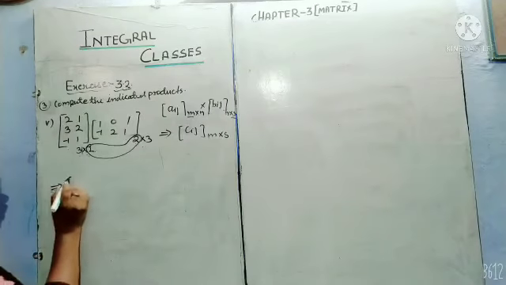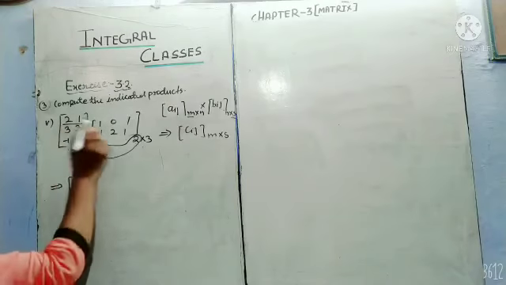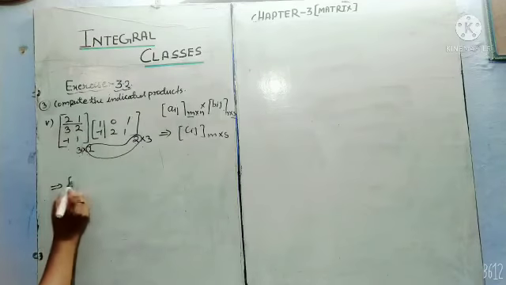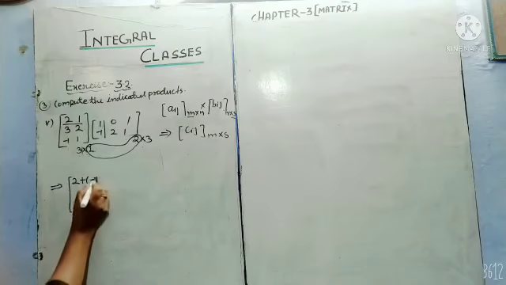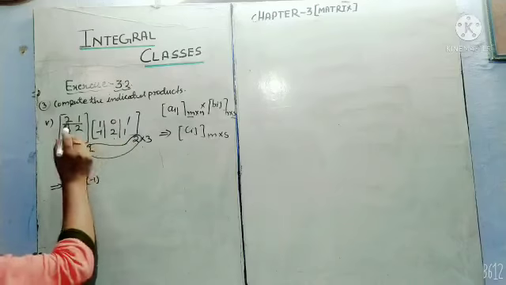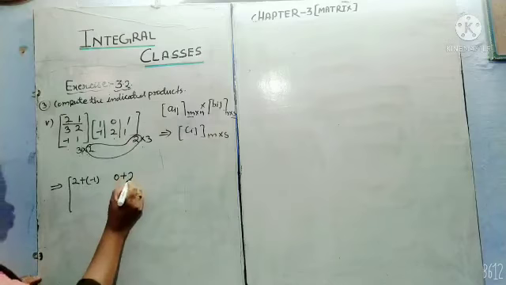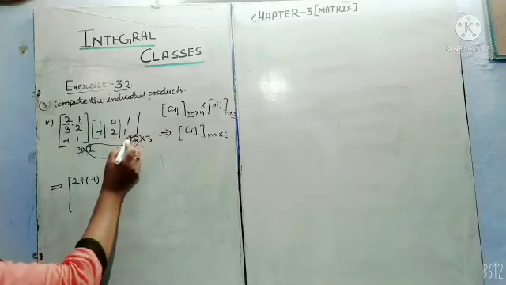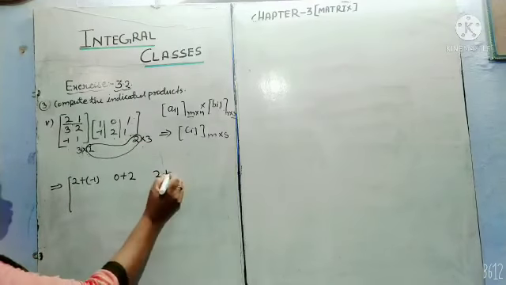First row of first matrix is multiplied by first column of second matrix. 2 into 1, 2, plus 1 into minus 1. Again we will multiply first row by second column. 2 into 0, 0, 1 into 2, 2. Again first row multiplied by third column. 2 into 1, 2, 1 into 1, 1.